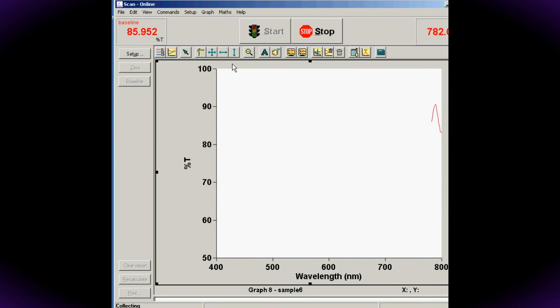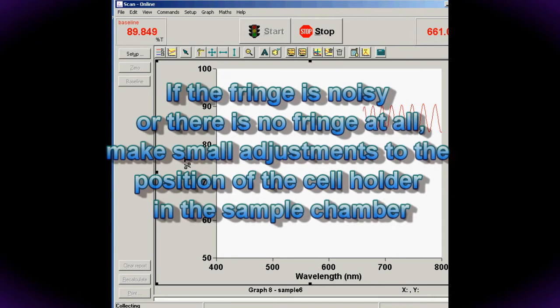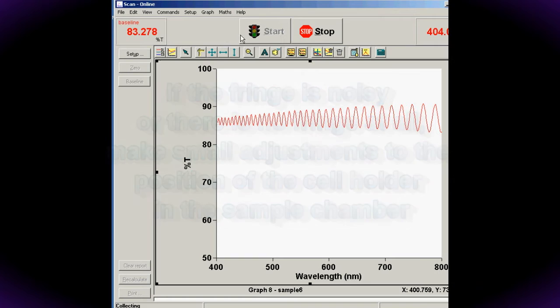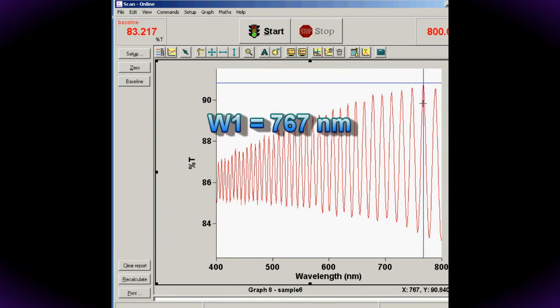This is the fringe pattern. It's caused by interference due to reflections from the internal surfaces of the cell. Choose a fringe at the high wavelength end and note its wavelength. Call this wavelength 1. Now choose a fringe at the low wavelength end.